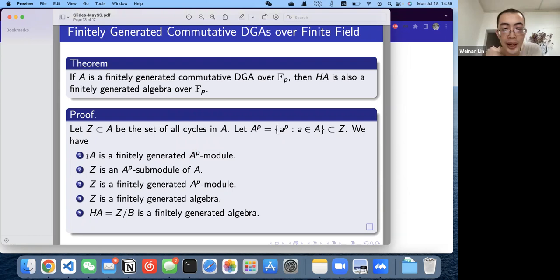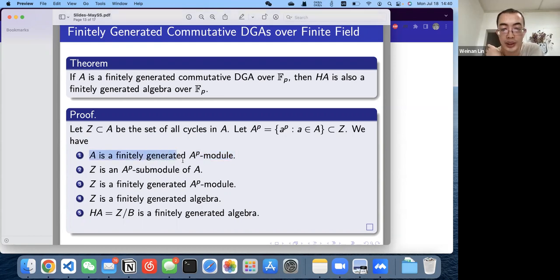Next, we should write A in terms of AP module. So A originally is an algebra, but now we kind of degenerated to just an AP module. So remember that we can always write a module in terms of Gröbner basis. You should also do that.